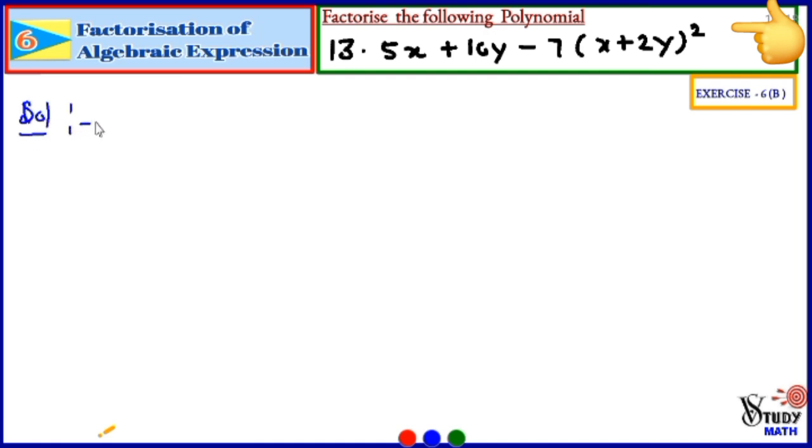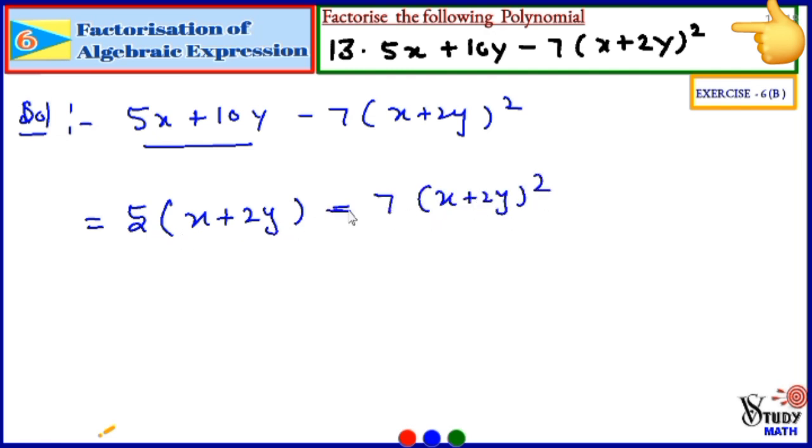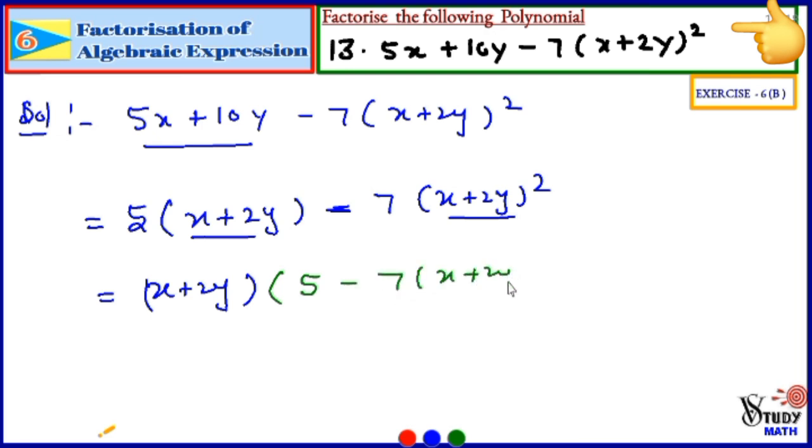Let's solve problem number 13. 5(x + 2y) − 7(x + 2y)². Now from the first two terms I'll take 5 as common. So I have 5(x + 2y) − 7(x + 2y)². Now I have only two terms, and in these two terms the binomial x + 2y is common. So x + 2y is taken as common. So what is remaining in the first term? 5 is remaining, and then in the second term 7(x + 2y) is remaining.